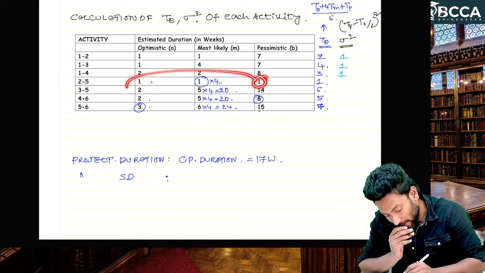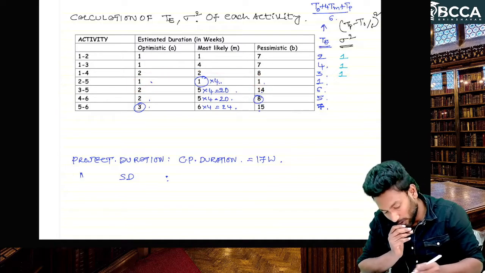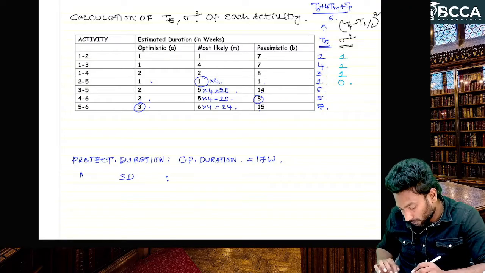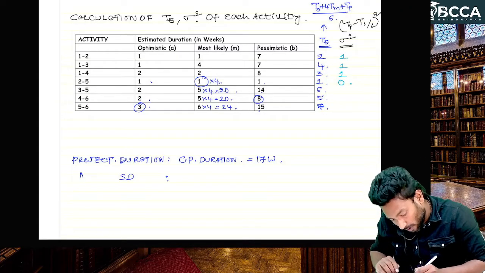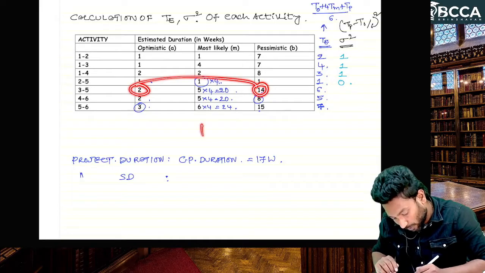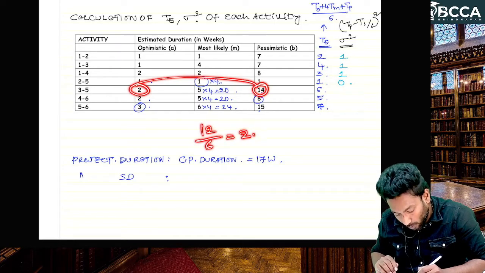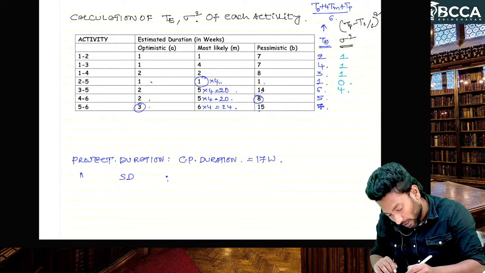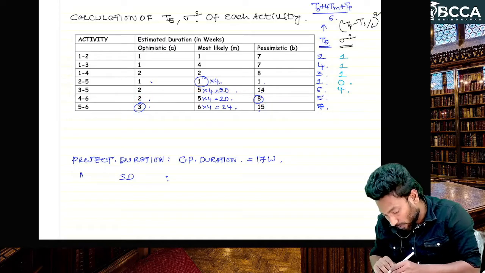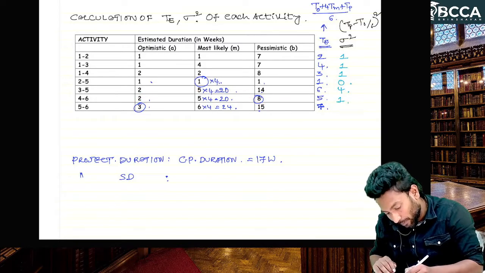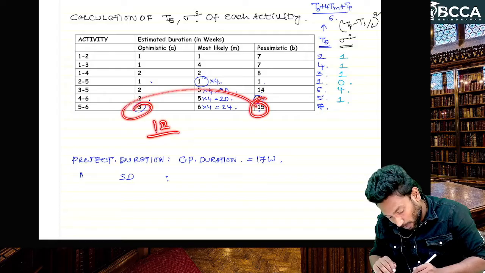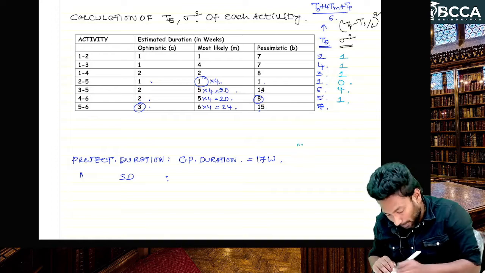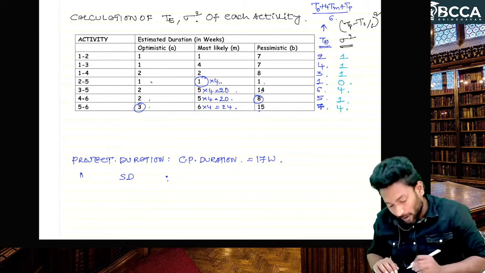Next one, 1 minus 1, 0, 0 by 6, 0, so total 0. Next one, 14 minus 2, 12, 12 by 6, 2, 2 square, 4. Next one, 8 minus 2, 6 by 6, 1, 1 square, 1. Then 15 minus 3, 12, 12 by 6, that is equal to 2, 2 square, you will get 4.